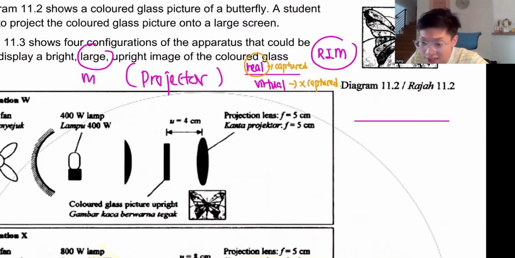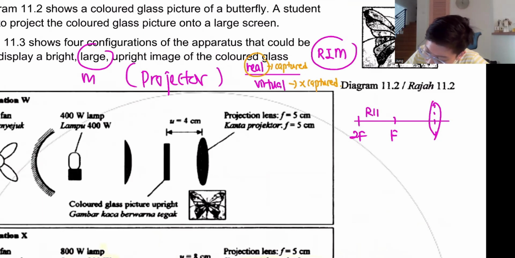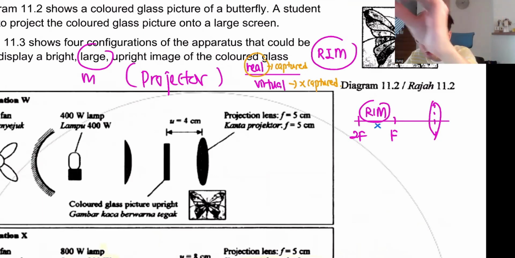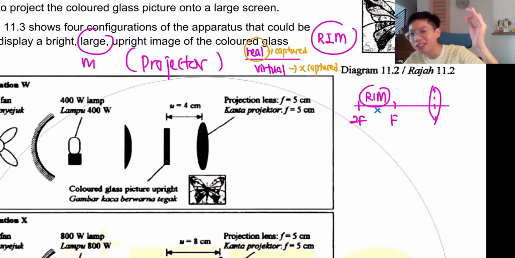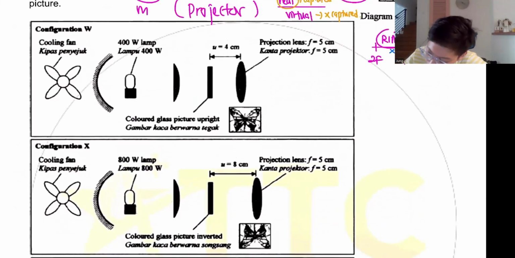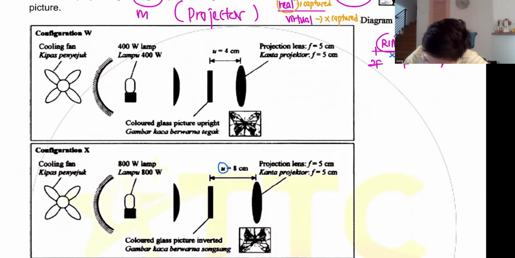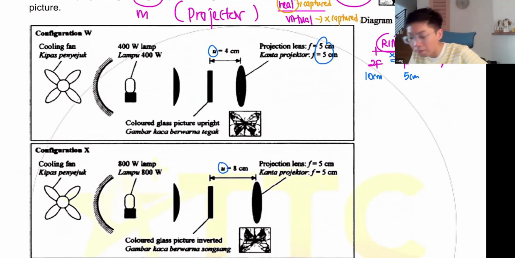Okay, why? Because just now, I think some of you came in late and missed the most important part already. In order to form a real inverted magnified image, my object needs to be between 2F and F. Okay, because RIM, real inverted magnified. Now, when we look at this RIM, I want my object to be placed between F, which is 5 cm, and 2F, which is 10 cm. So my object must be between 5 and 10 cm, right?